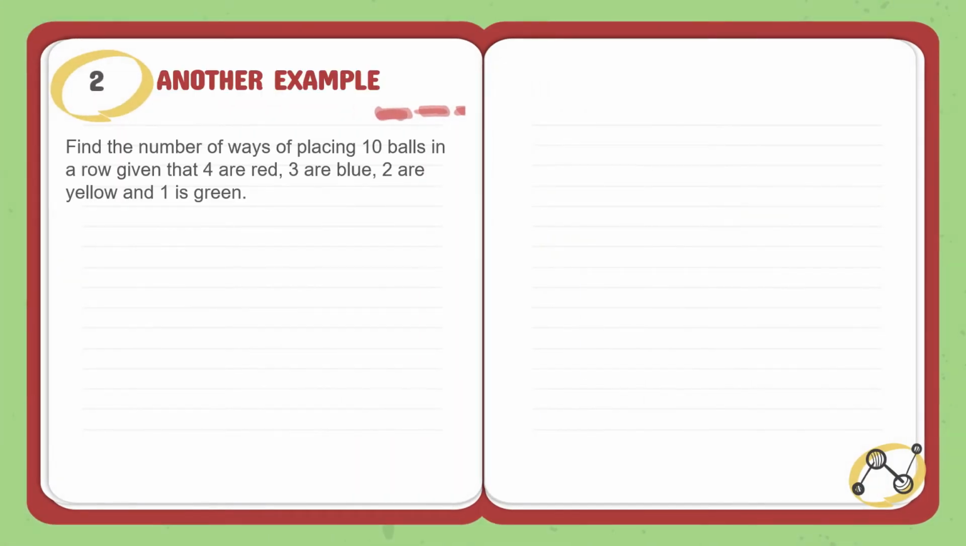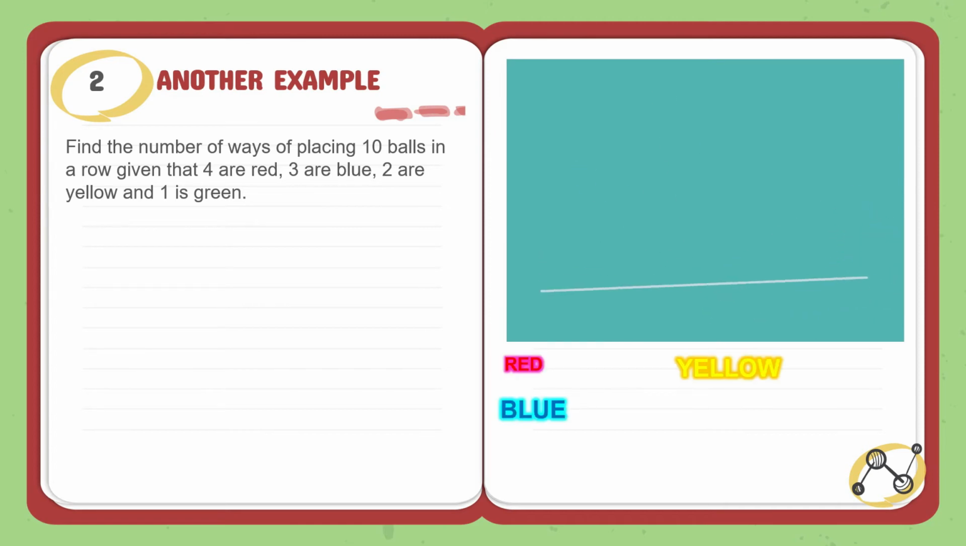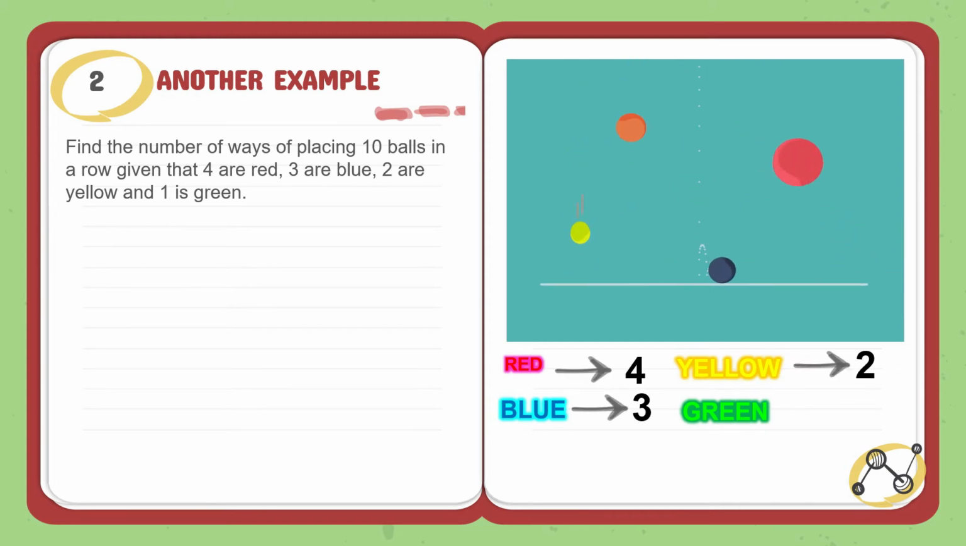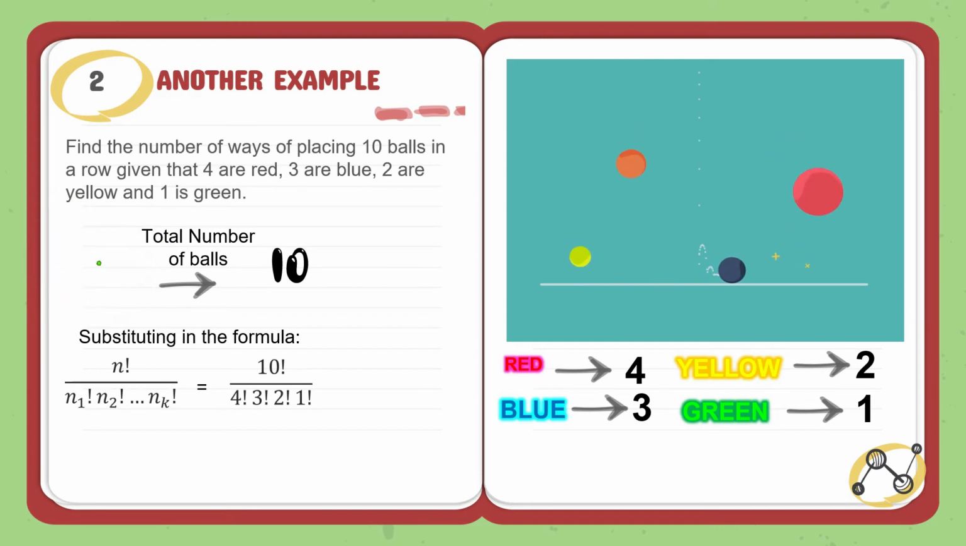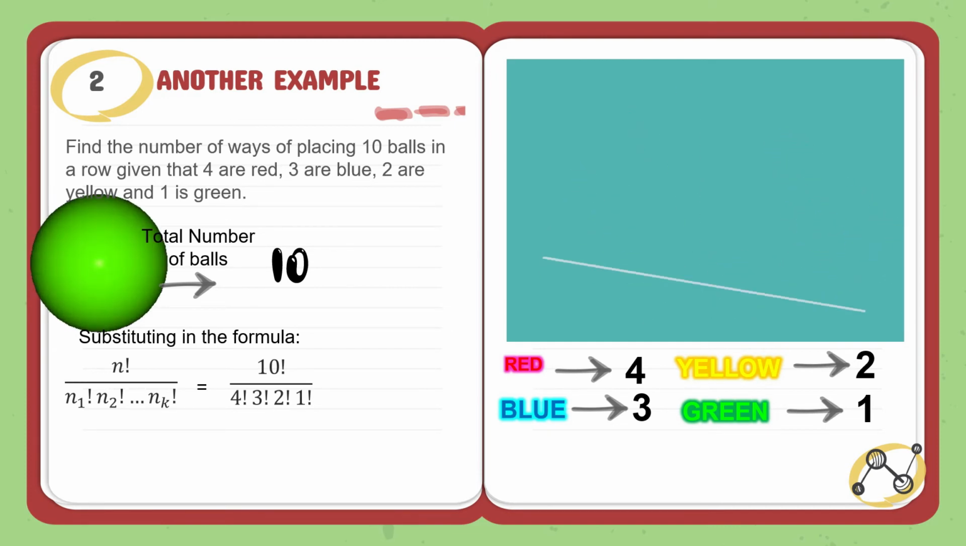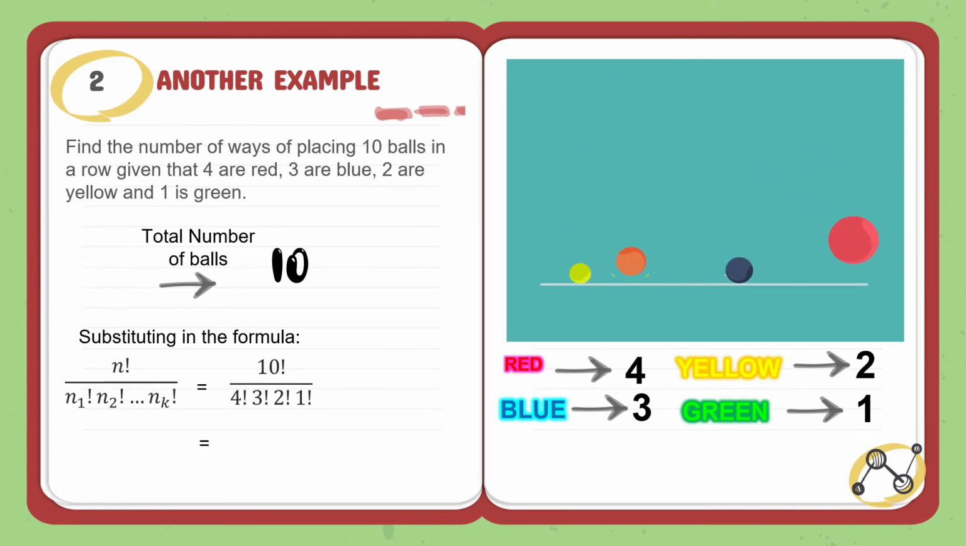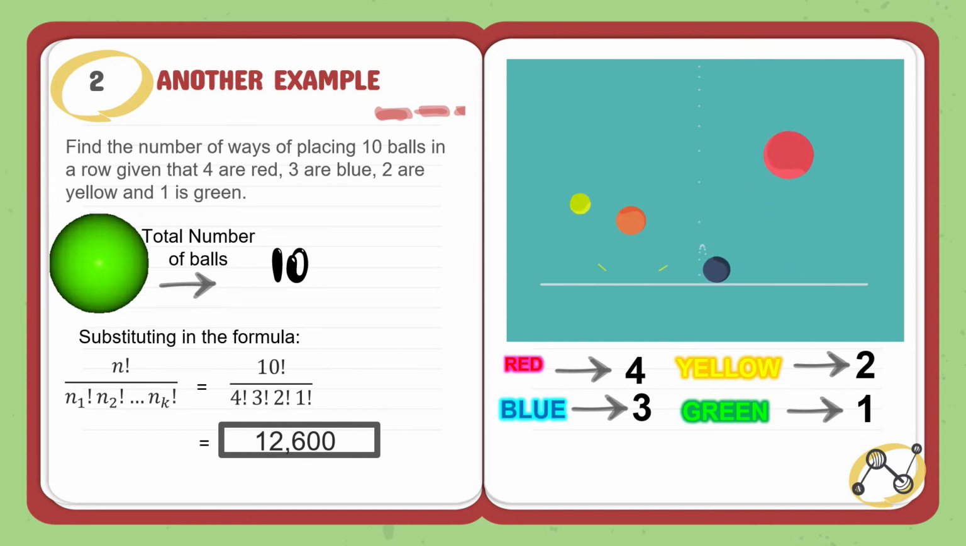Let's now proceed to the second example. Find the number of ways of placing 10 balls in a row given that 4 are red, 3 are blue, 2 are yellow, and 1 is green. So again, based on the given, we have red, blue, yellow, and green balls. There are 4 red balls, 3 are blue, 2 are yellow, and 1 is green. The total number of balls is 10 when you add 4 plus 3 plus 2 plus 1. Substituting in the formula, we have 10 factorial over 4 factorial times 3 factorial times 2 factorial times 1 factorial. Solving this one would give us a result of 12,600.